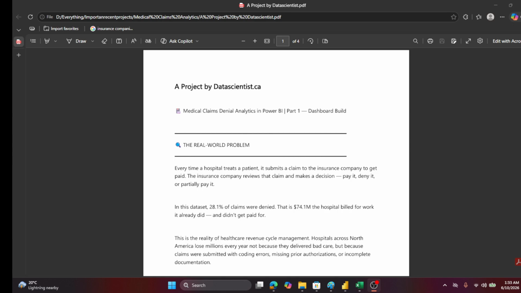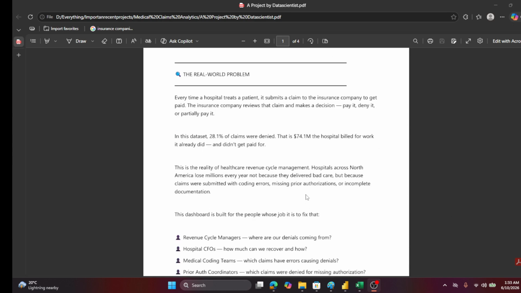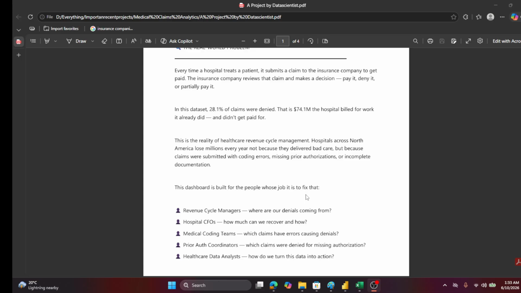Real world problem. Every time a hospital treats a patient, it submits a claim to the insurance company to get paid. The insurance company reviews the claim and makes a decision: pay it, deny it, or partially pay it. In this data set, 28.1% of claims were denied, that is 74.1 million the hospital billed for work already done and didn't get paid. This is the reality of healthcare revenue cycle management.